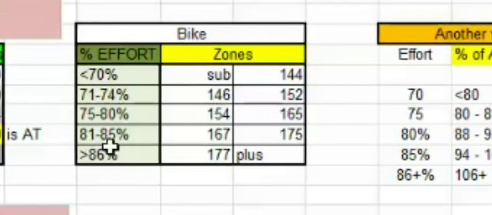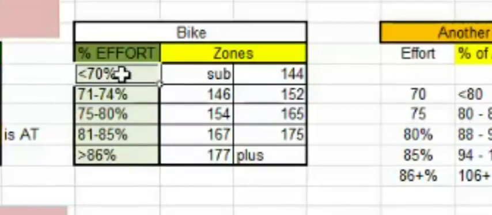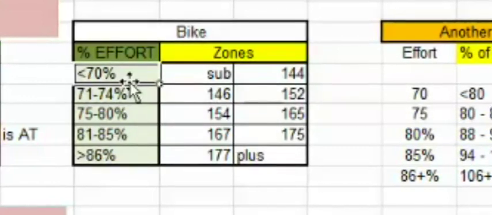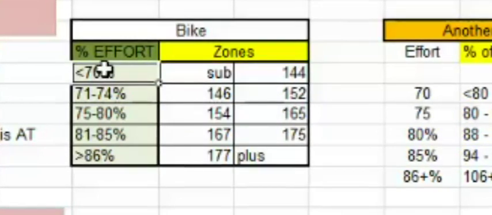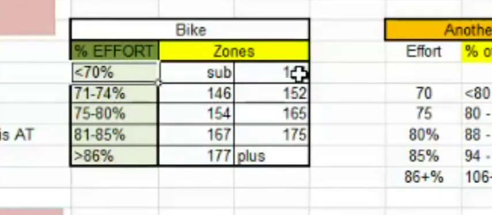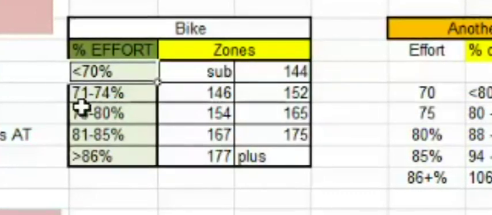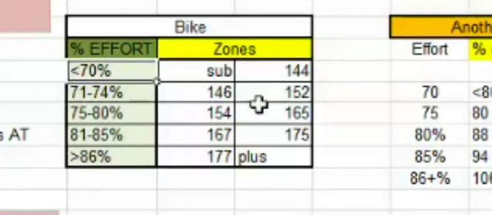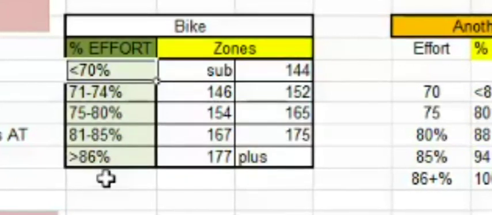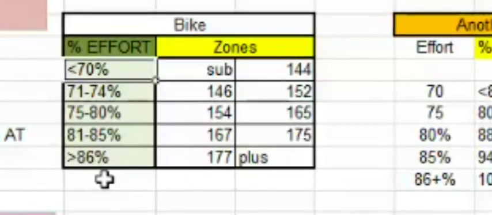Typically this would be zone 4, zone 3, zone 2, and then zone 1. If you know what 85% is, then you can determine what 70% is, and the number becomes 144. So zone 1 is going to be less than 144. My zone 2 is 71 to 74%, which comes out to these numbers, and so on and so on. That's the best and easiest way to determine your training zones.